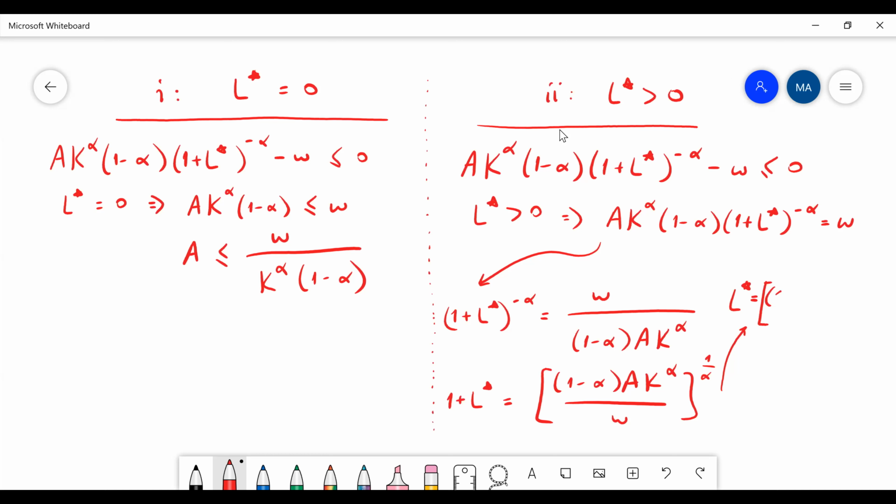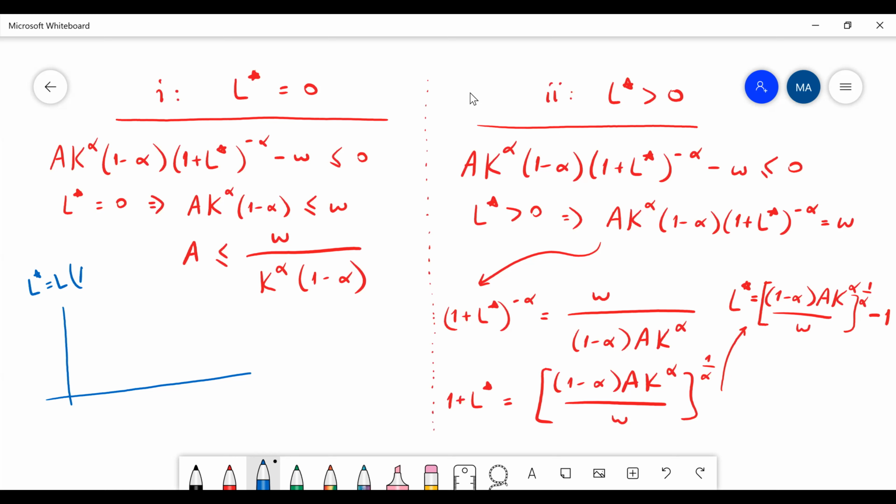So L star is ((1 minus alpha) A K^alpha divided by the wage) to the power of 1 over alpha, minus 1. Now, obviously, this is a candidate solution and it requires what? If you imagine this way, so if this is your L star, L, let's say, is a function of productivity.